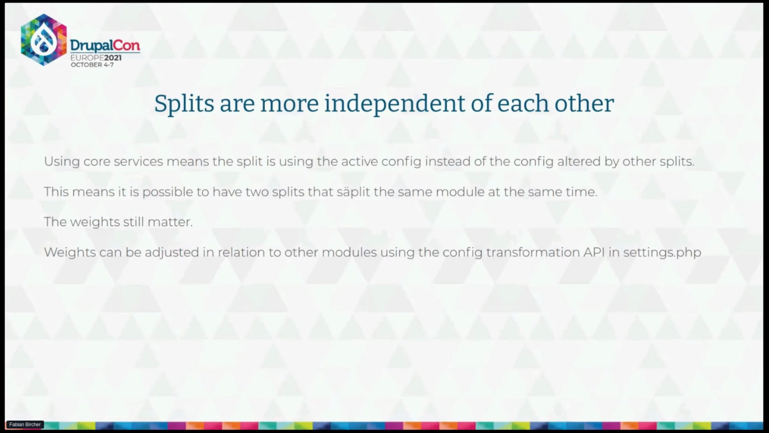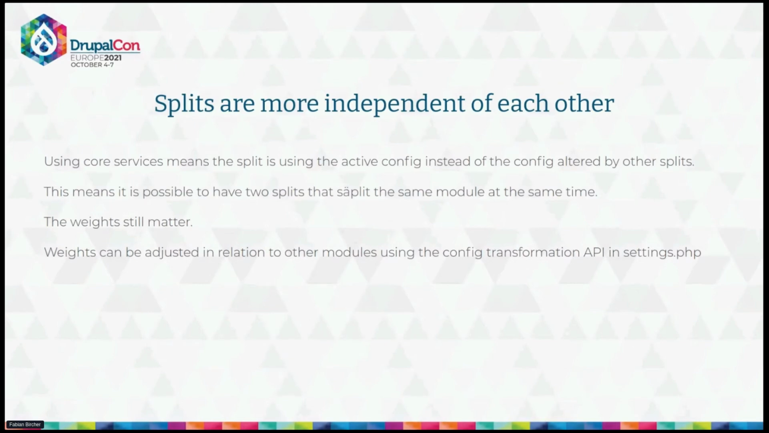And because the splits and this configuration transformation API are using event subscribers, and because when you create an event subscriber you cannot really dynamically do event subscribers based on the database, because the subscribed events are put into the dependency injection container, and that happens before the database is available and before you can load splits, there is just one event subscriber for all the splits.